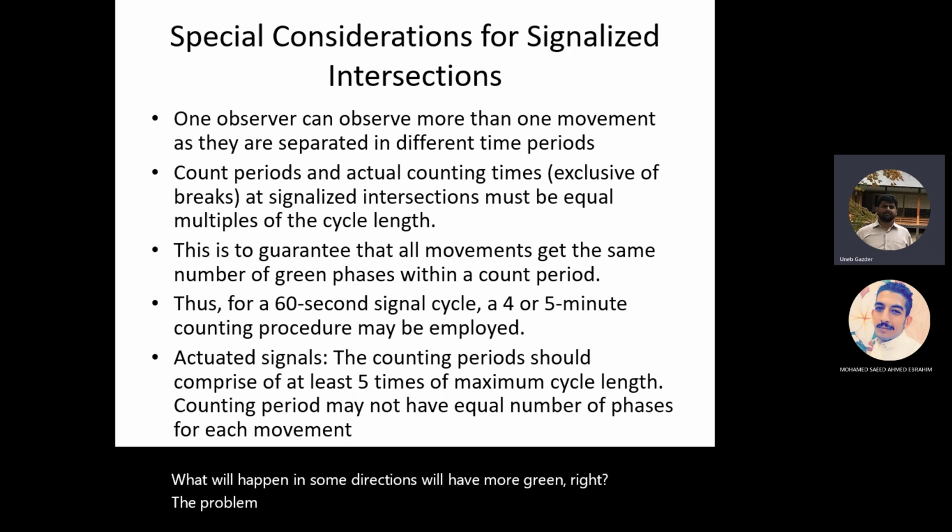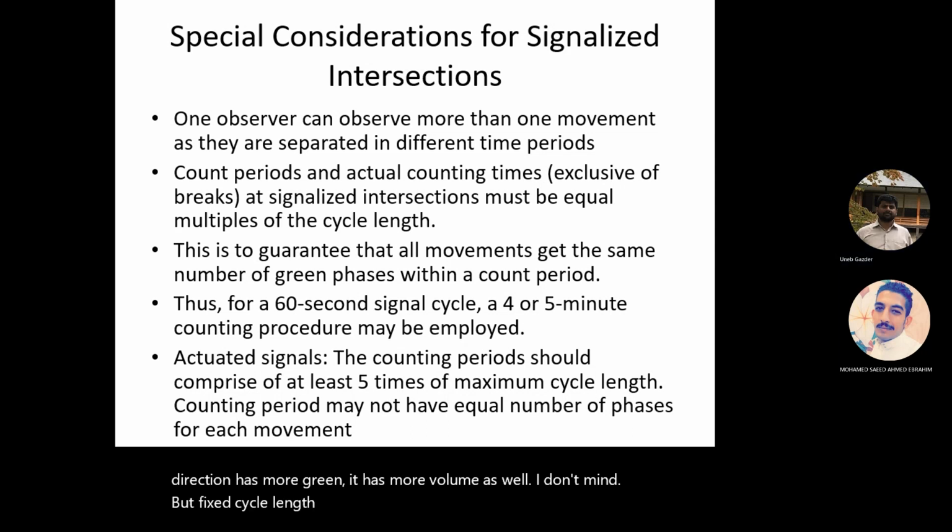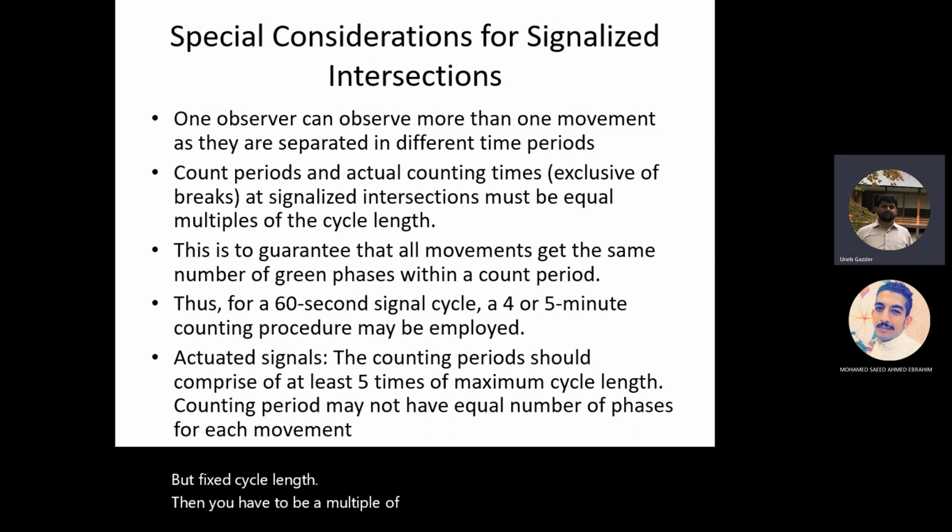This is the problem. But in actuated signals, what happens? Which direction will have more green? Because it's a sensor, right? So by default, the signal will give more green to the direction which has more volume. So if a direction has more green in my counting, it has actually more volume as well. So this is not a problem. For an actuated signal, the signal is adjusting itself, so I don't have to worry about it. I don't mind. But with a fixed cycle length, you have to use a multiple of the cycle length, and all directions should have equal green. Okay, clear? Okay.